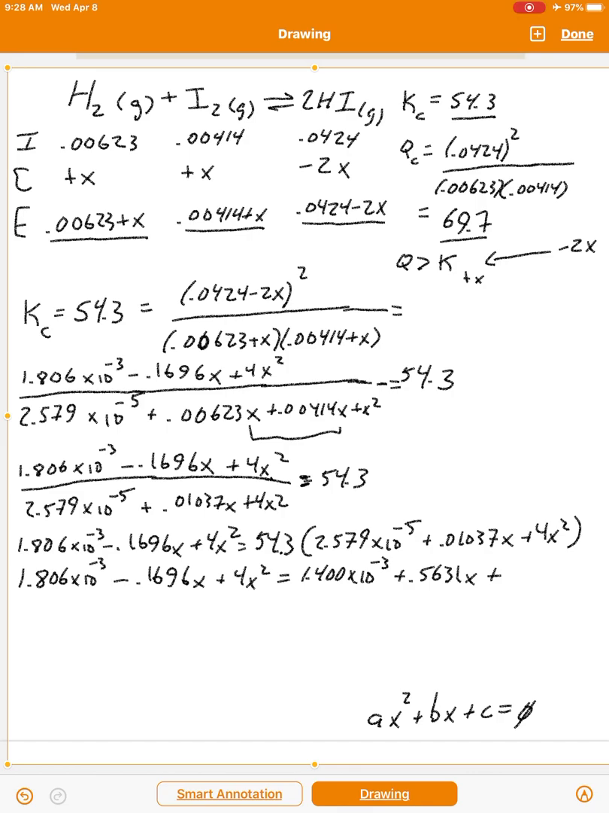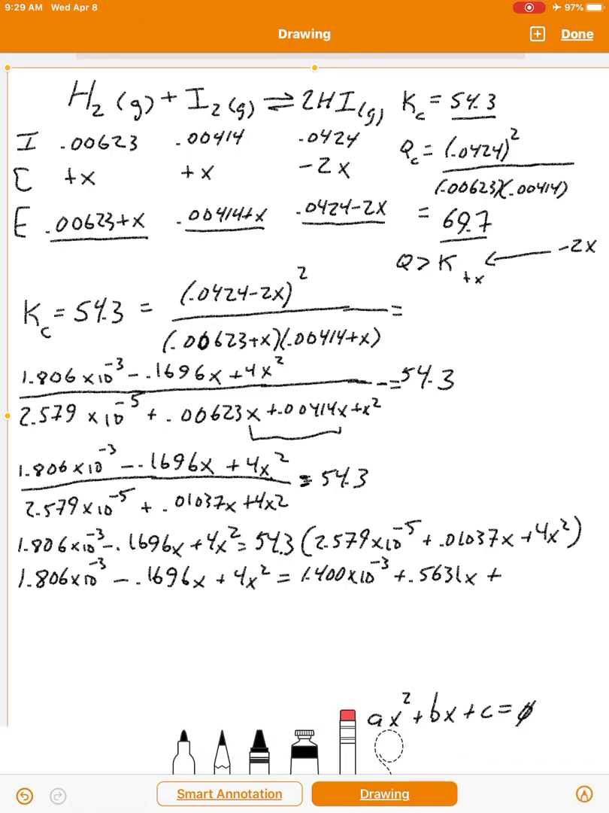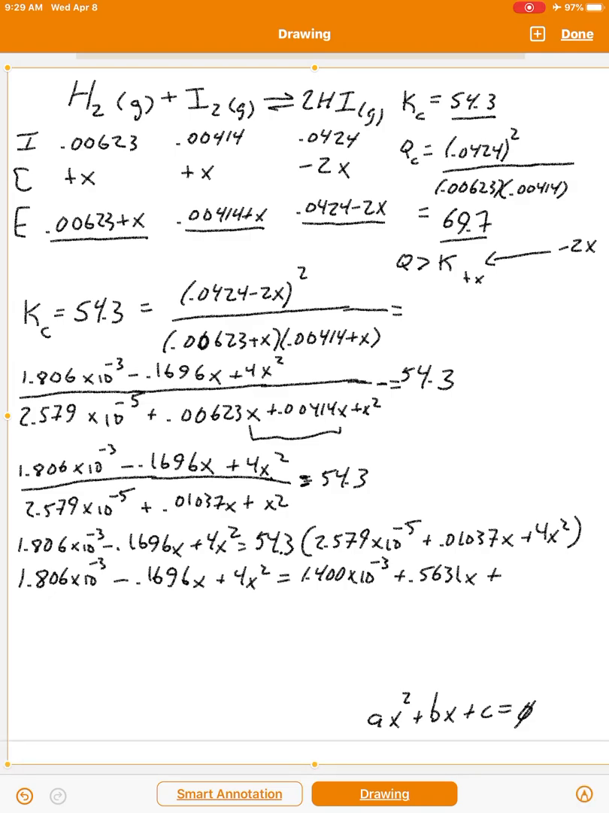50, oops, let me see here. Oh, I'm sorry. I see what I did. I made a mistake here. So if you catch these mistakes, you'll see what happens, right? It was x squared in the denominator, not 4x squared. So x squared in the denominator, so then 54.3 times that would be 54.3x squared. There we go. Okay. So now we have everything in one line.